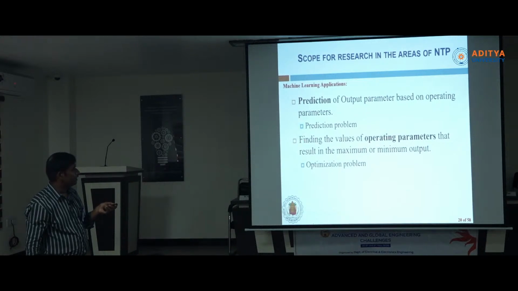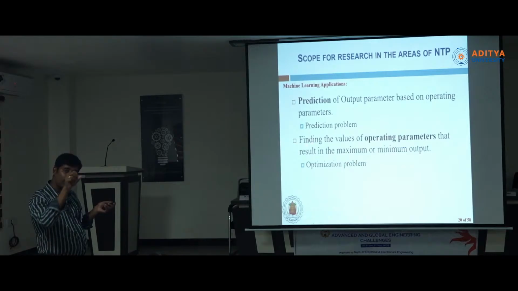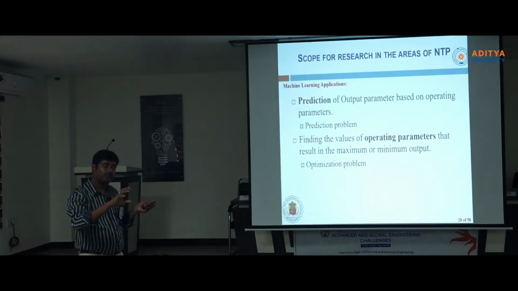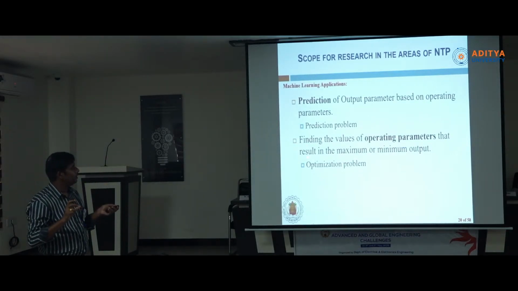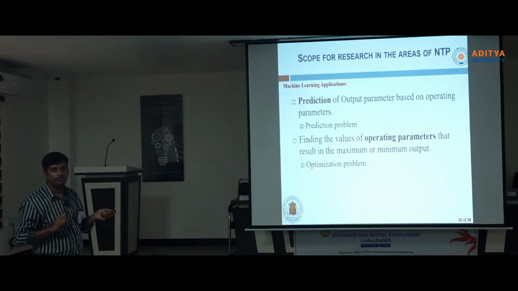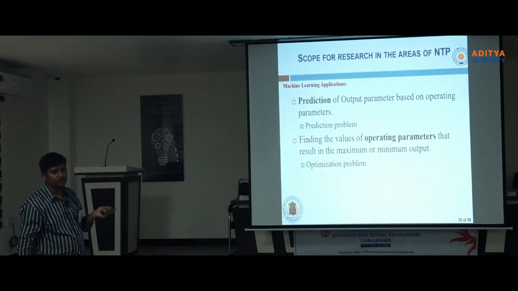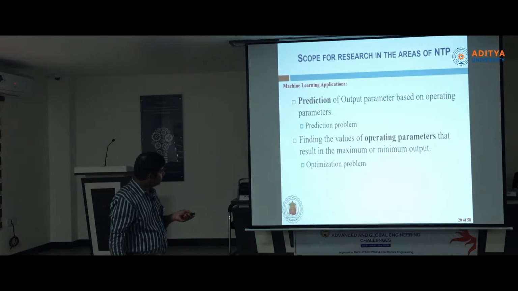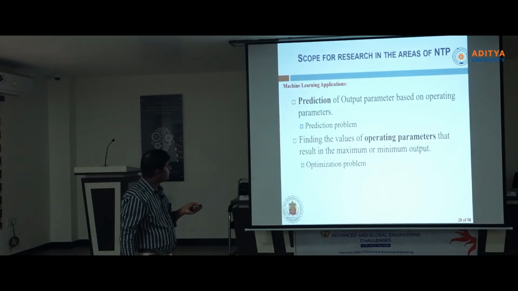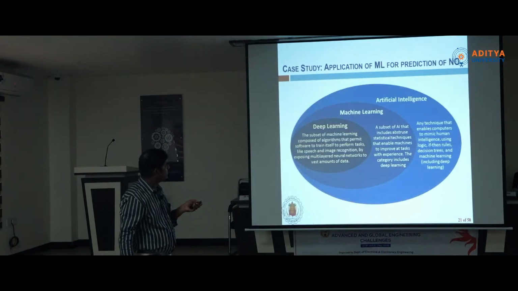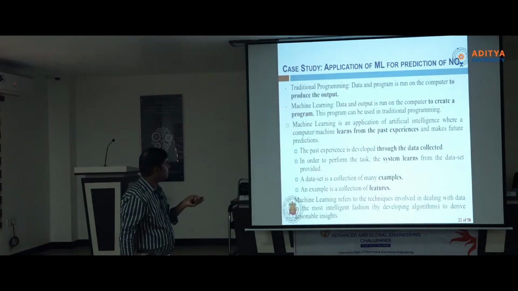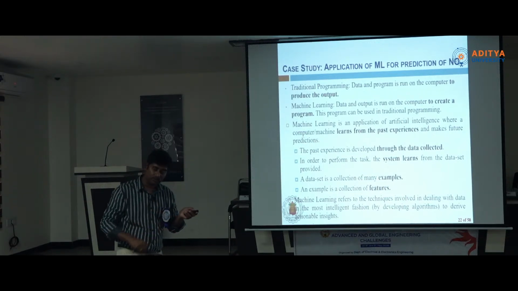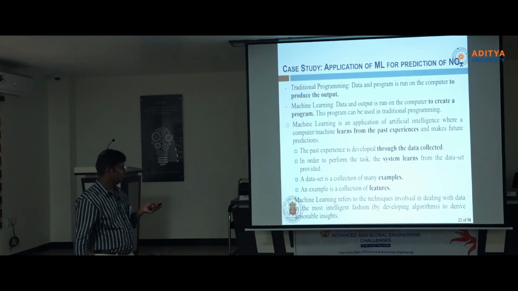And when we have operating parameters, we need to find the values of the operating parameters, the input parameters themselves, for maximum or minimum output. That is said to be an optimization problem. For example, I was telling you, one case study is also included. I will show you that. So machine learning is a part of artificial intelligence. These are all basics of machine learning. Past experiences are used to predict future results.